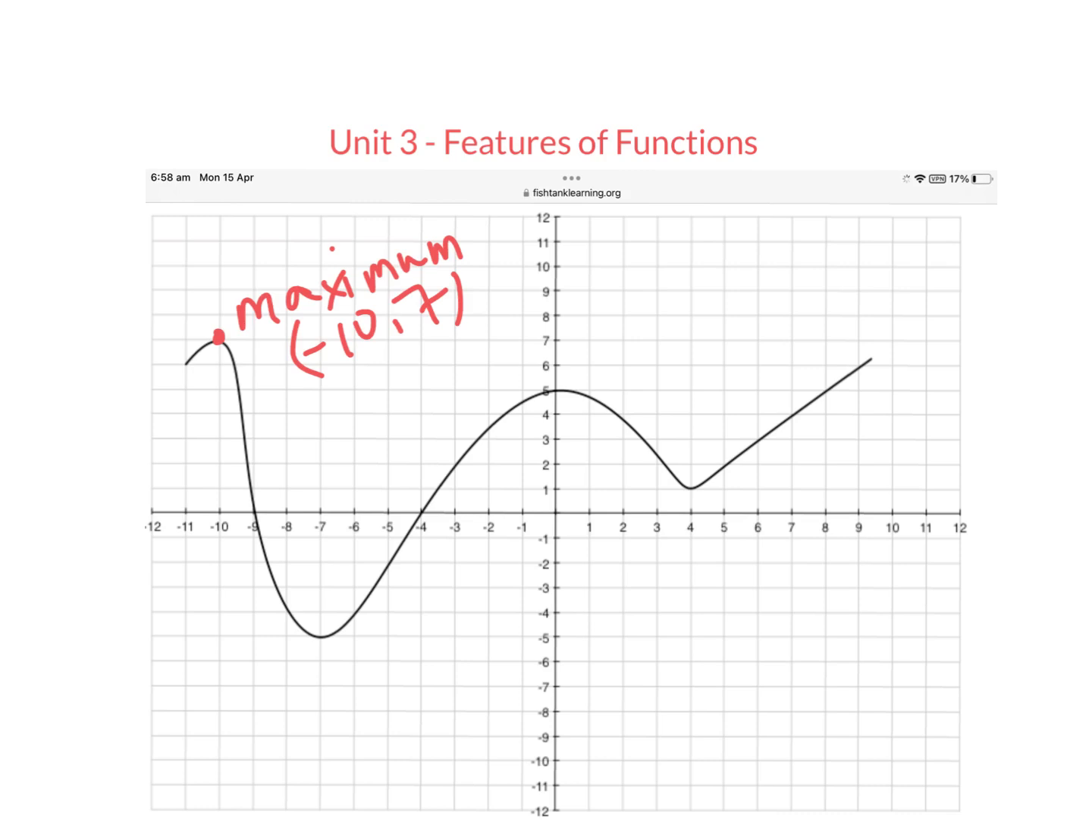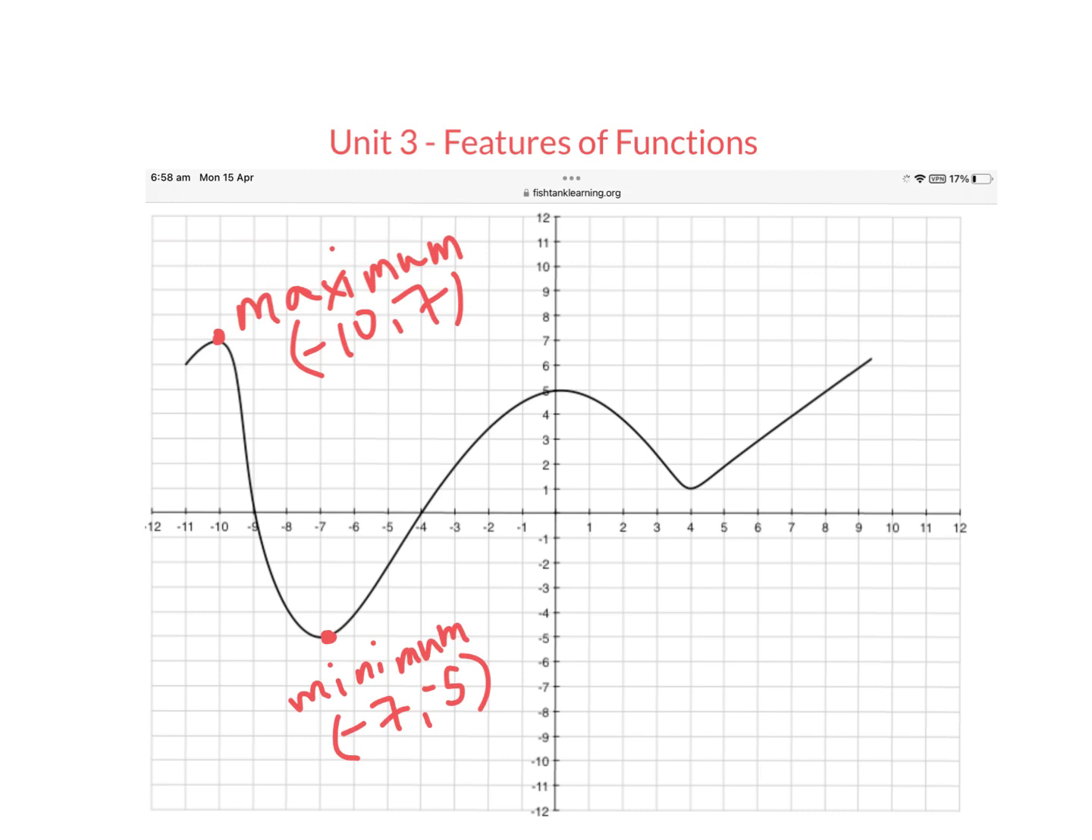A minimum is the lowest point on the graph. So our lowest point is right here. Minimum. And again, that's a single location on the graph. So this would be at -7, -5, it looks like. Okay, so that's just ordered pairs so far.